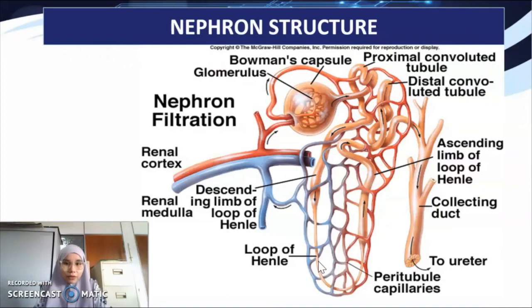This is the structure of the nephron. So the structure of the nephron consists of glomerulus, which is a highly coiled blood vessel. They are covered with the Bowman's capsule, and the Bowman's capsule is connected to the proximal convoluted tubule. The proximal convoluted tubule is then connected to the loop of Henle, which will then be connected to the distal convoluted tubule. And distal convoluted tubule will end with the collecting duct, and the collecting duct is connected to the ureter.